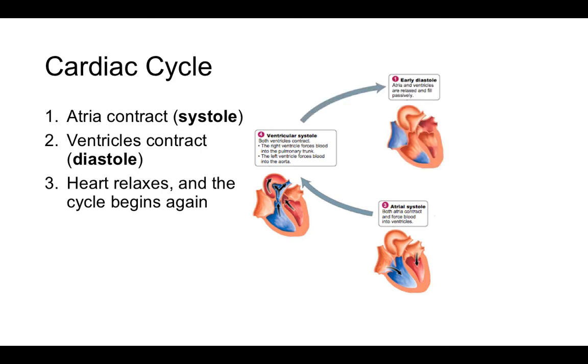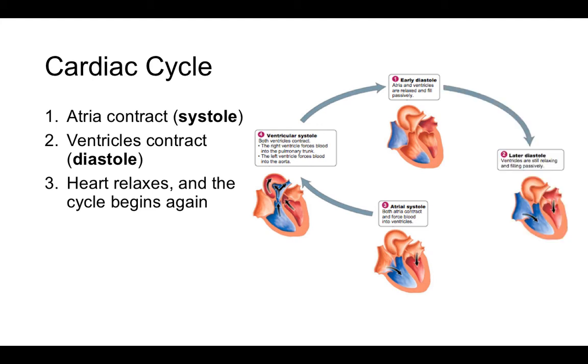From there, we go to early diastole, where right after ventricular systole occurs, it creates a sort of vacuum, as we've talked about. In early diastole, the atria and the ventricles are relaxed and passive filling occurs. Then lastly, we have late diastole, where the ventricles are actively relaxing and filling maximally. And then we move right back to atrial systole, because no one wants a heart to stop beating.